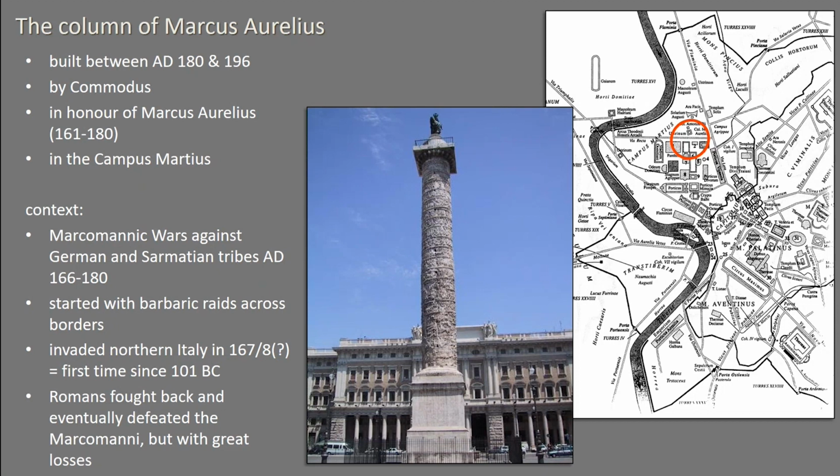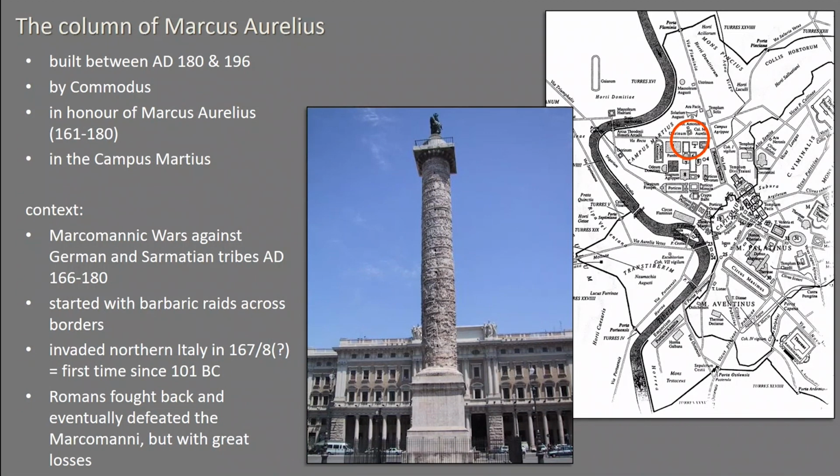Very briefly, a few facts on the column. It is here in the Campus Martius. So this is the Circus Maximus, always easy to identify, the Colosseum, and the Forum Romanum is here, and the Forum of Trajan over there. In the Campus Martius, there is this beautiful column, with a few dates here on the slide, built in the 180s or early 190s, not by Marcus Aurelius himself or during his lifetime, but by his son and successor, Commodus, in honor of Marcus Aurelius.